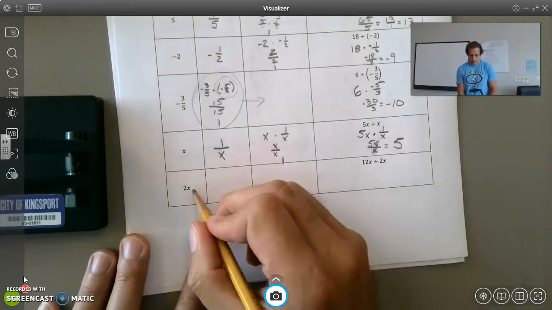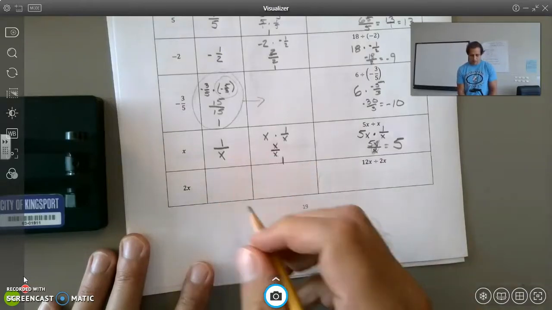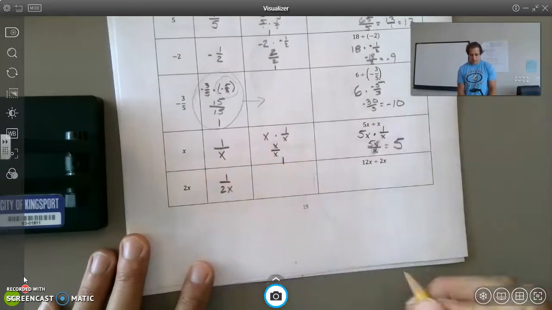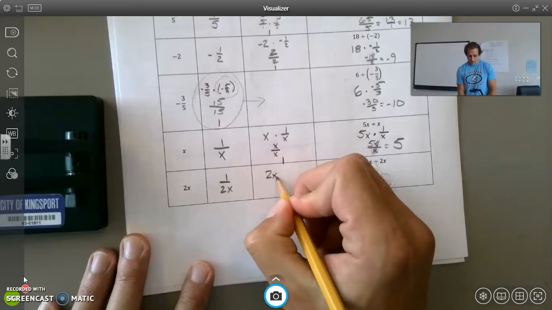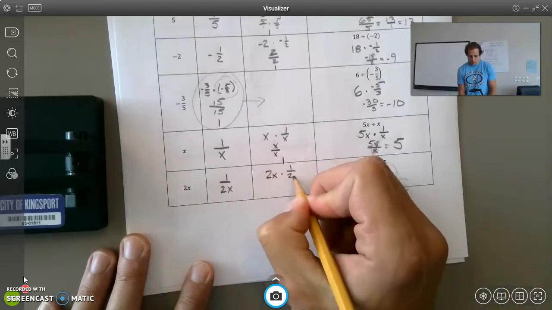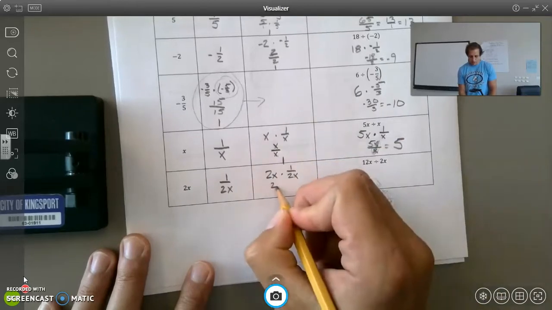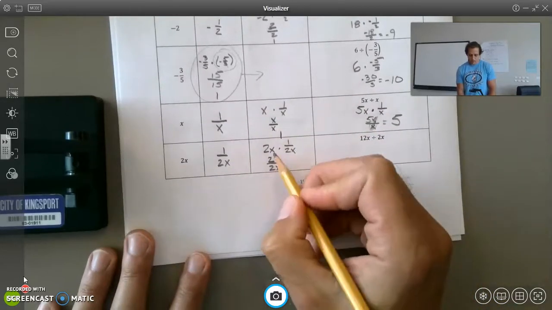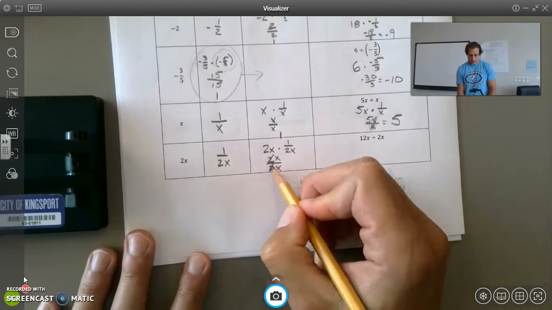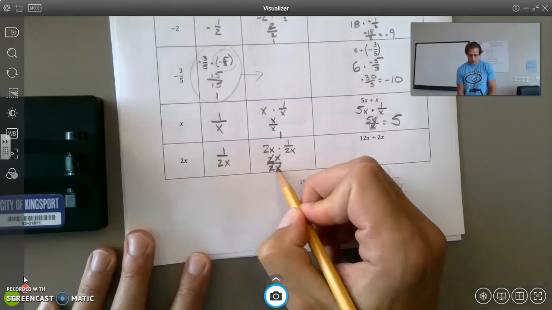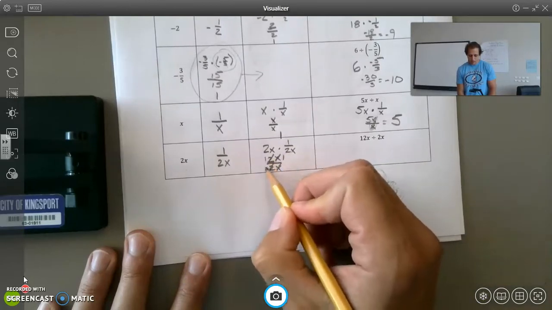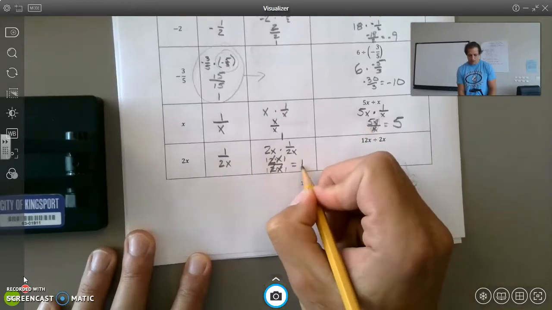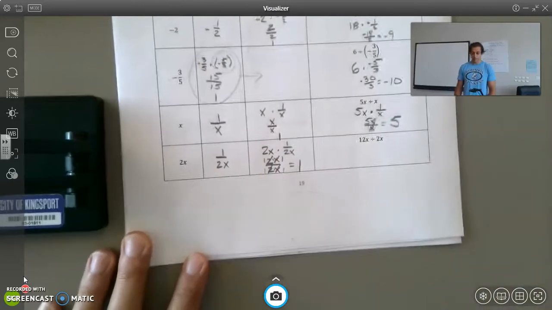Alright, the multiplicative inverse of 2x is going to be 1 over 2x. We can prove that by saying 2x times 1 over 2x is going to be 2x over 2x. 2 divided by 2, those eliminate to create 1. x divided by x eliminates to create 1. So now I've got 1 times 1 over 1 times 1, and that is just 1 over 1. It all simplifies out to 1.